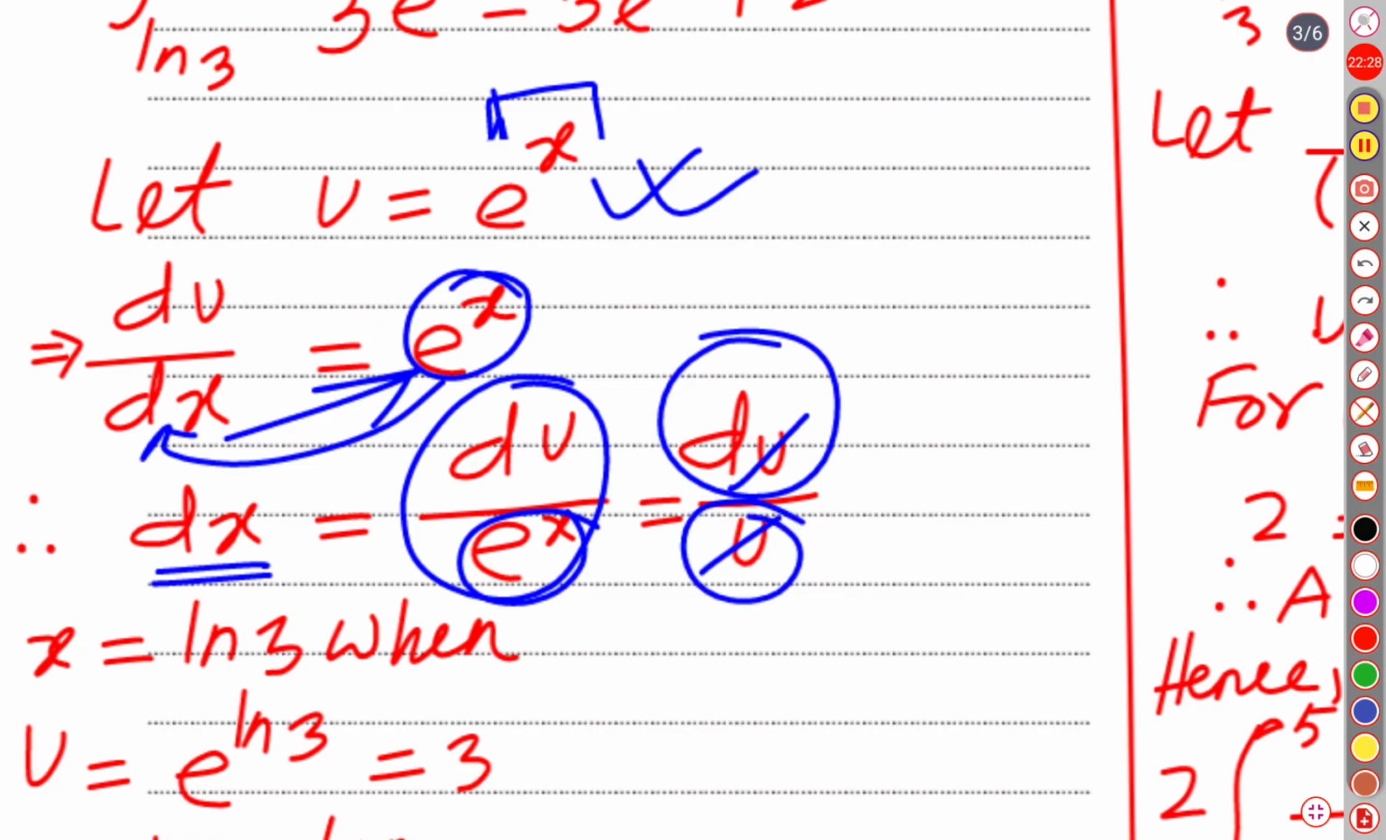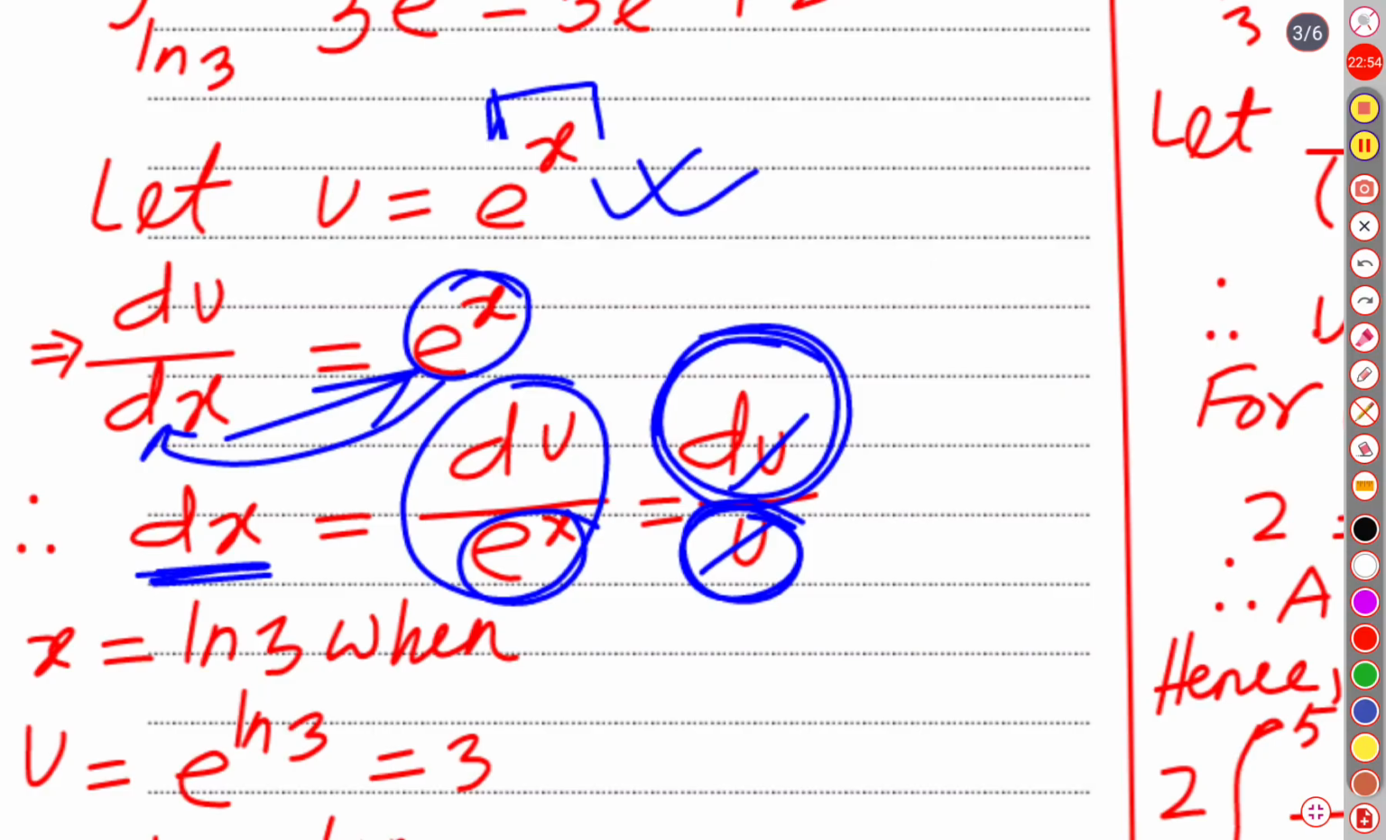So please don't make this mistake of just cancelling the u. They look similar, but they are not the same as they seem to be, because the numerator is a derivative and the denominator is only a function, which are absolutely different from each other. So we cannot dissolve here. So I think you have understood how we can find dx.